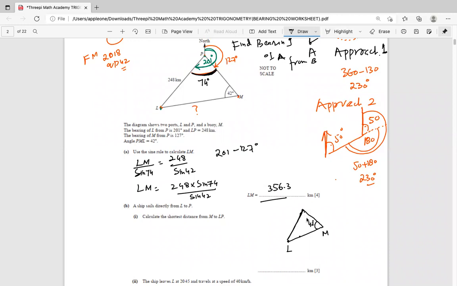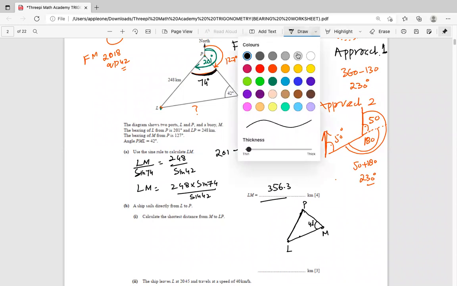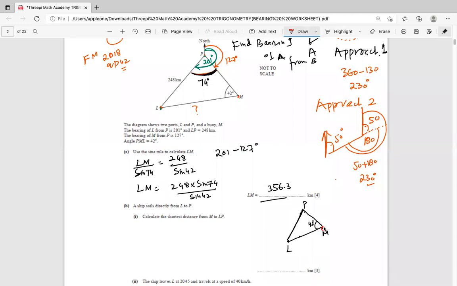Okay. They say calculate the shortest distance from M to LP. From here, this is point P. Now, whenever they say shortest distance, it will always be the perpendicular from that particular point to the particular line. So from this point to this line, LP, we will have a straight line, and that line should be perpendicular to the line LP.